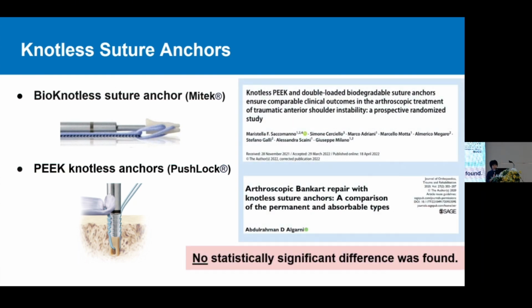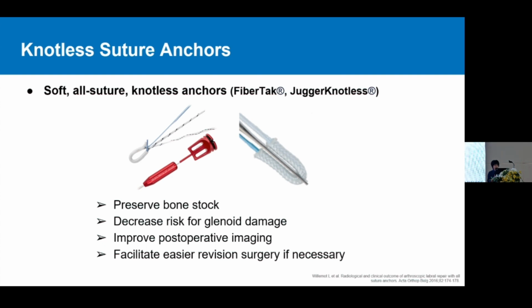There are some studies comparing these two suture anchors and they found no statistically significant difference in terms of complications or functional outcomes. And this is the new generation of knotless suture anchor, the soft or all-suture knotless anchors. It can preserve the bone stock, decrease risk for glenoid damage, improve postoperative imaging, and it can facilitate easier revision surgery if necessary.